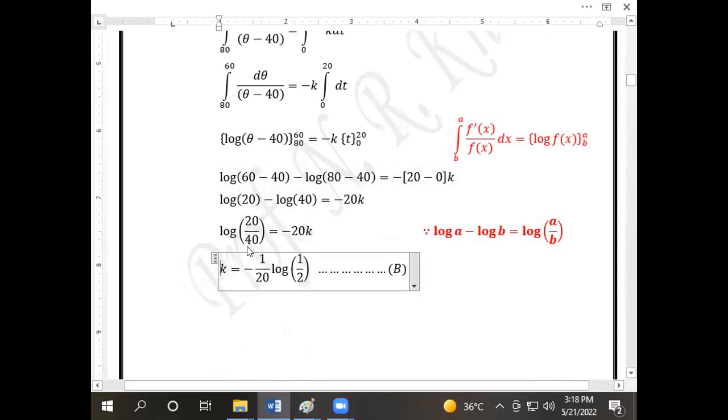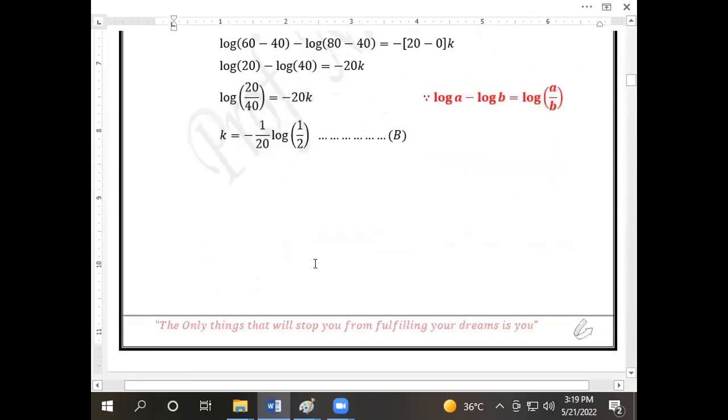We know that 20 upon 40 becomes 1 upon 2, and this k is multiplied with minus 20, so it becomes k equals minus 20 upon log 1 by 2. It is the value of our constant k. We require the value of the constant to find the value of the temperature after 40 minutes.